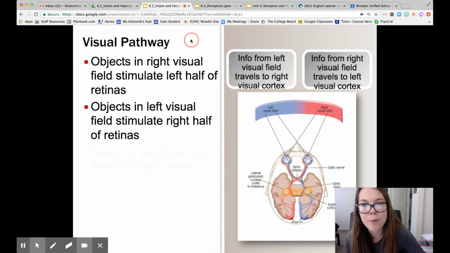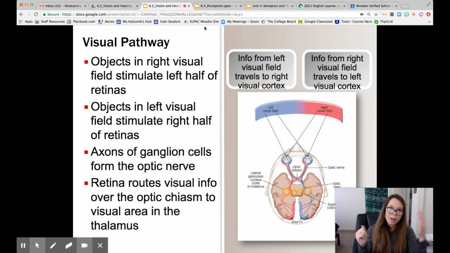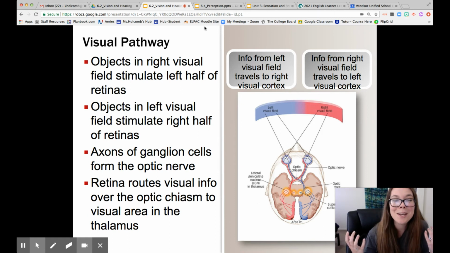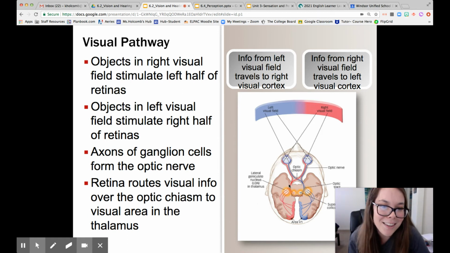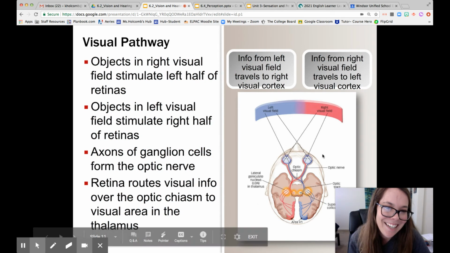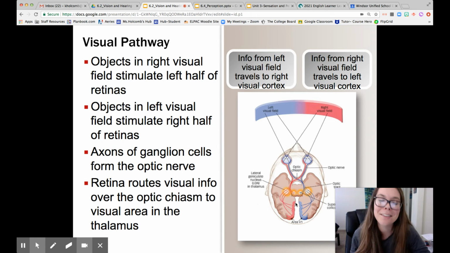Remember from our last chapter, our hemispheres, the way that we see. The left side of our brain controls the right side of our body, and the right side of our brain controls the left side of our body. So the visual pathway: objects in our right visual field are stimulated by the left side of our retinas. I know, why do we have to be so complicated? It's essentially like our brains are split. The left side of our brain controls what we see on the right, and the right side of the brain controls what we see on the left. I can't explain why our brain does this, but that's how it works.